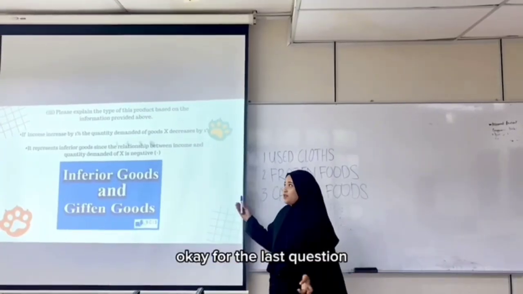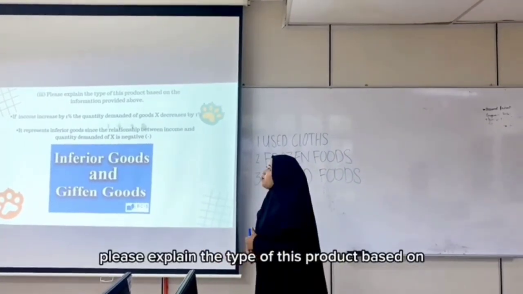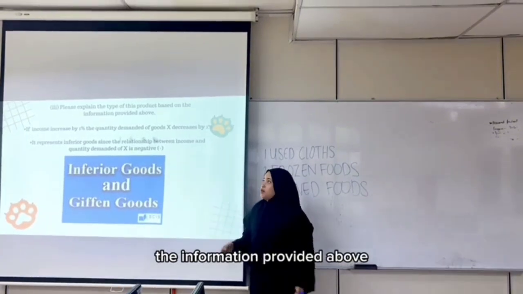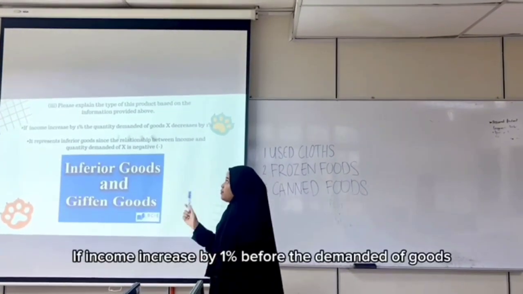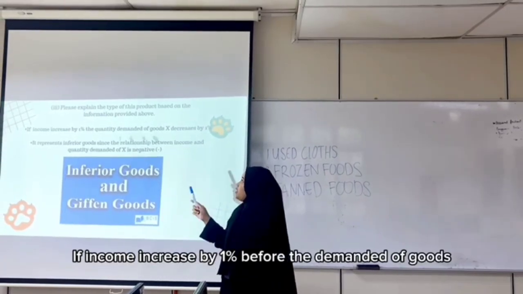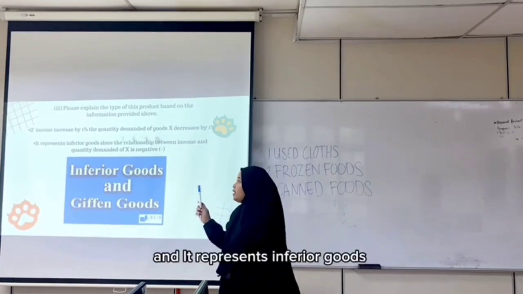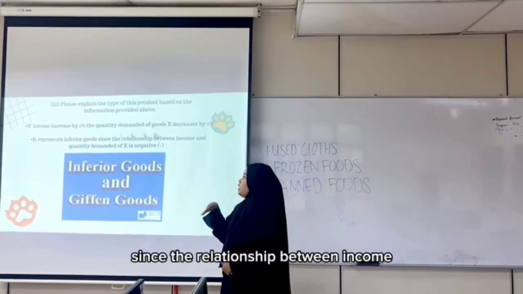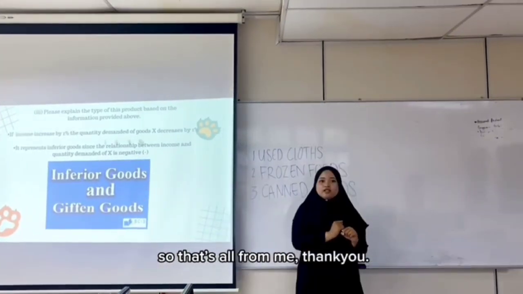Okay, for the last question, question number 3. Please explain the type of this product based on the information provided above. So my answer is, if income increases by 1%, the quantity demanded of good X decreases by 1%. And it represents inferior goods since the relationship between income and quantity demand of X is negative. So that's all for me.